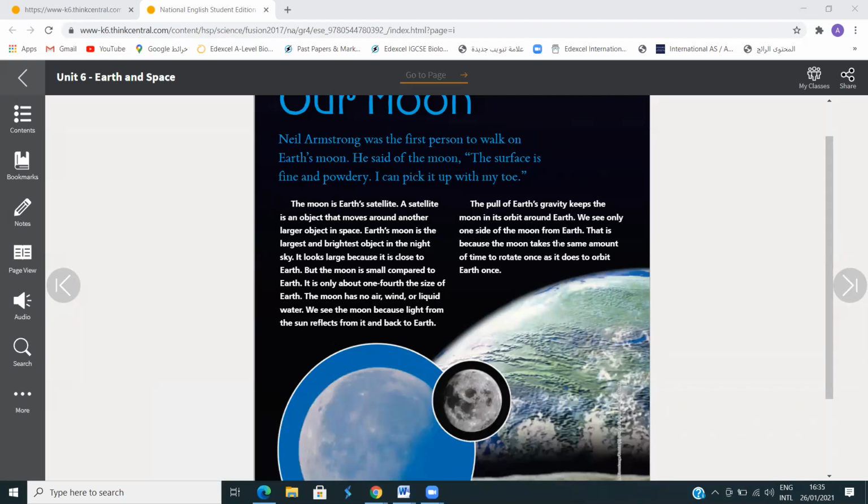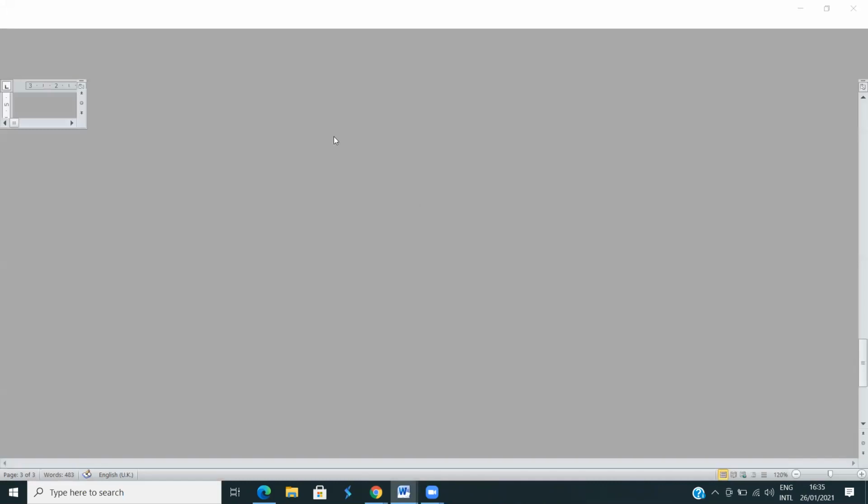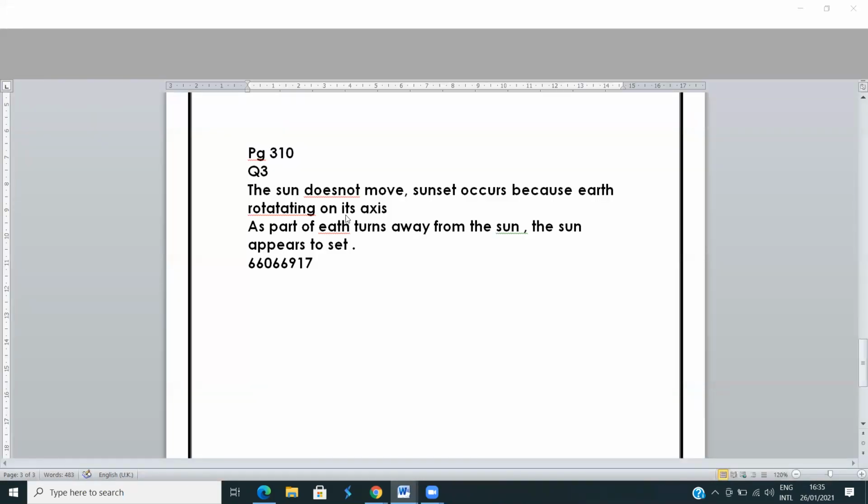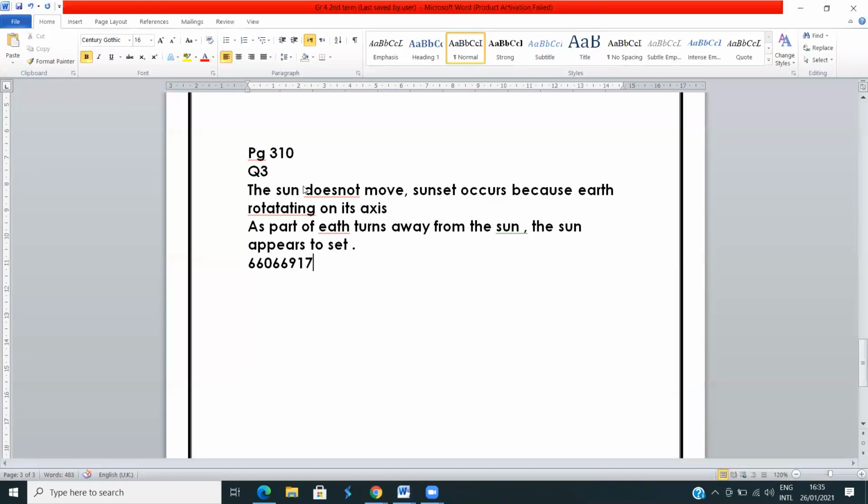So our moon is considered a satellite. It's called Earth's satellite because it revolves around the Earth, due to the gravity of the Earth. I will write for you with the date of today here.